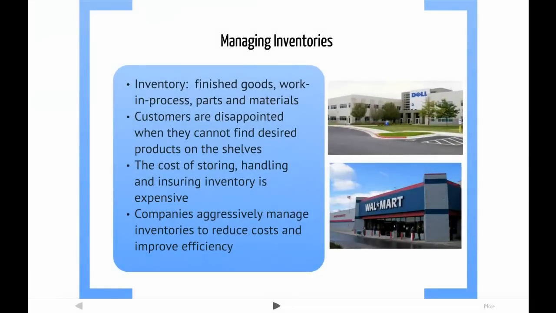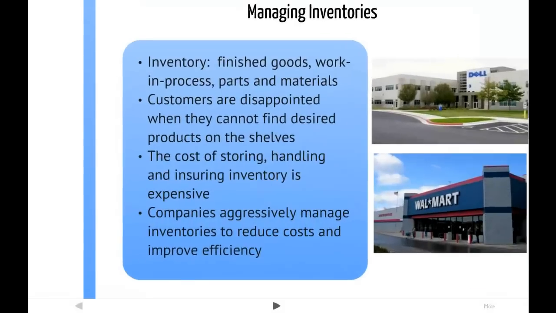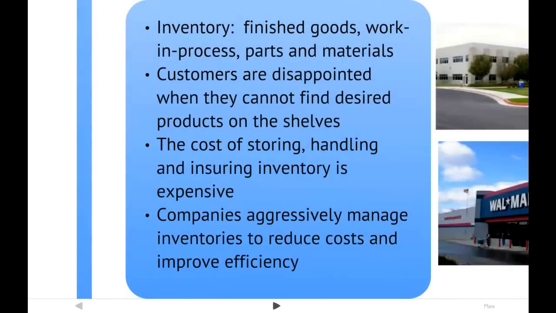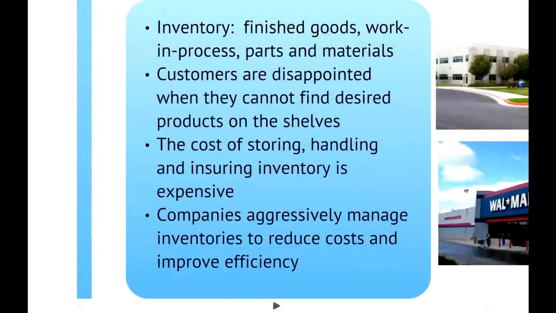Companies also need to worry about managing inventories. This is extremely important. Inventories can be a number of different things. Includes finished goods, so goods that are completed. Work in process, meaning goods that are in the process of being completed. And so if you have a company that assembles furniture and you have tables with two legs on them, obviously it's not a finished good, so it's considered to be a work in process. And then you also have different parts and materials as well.